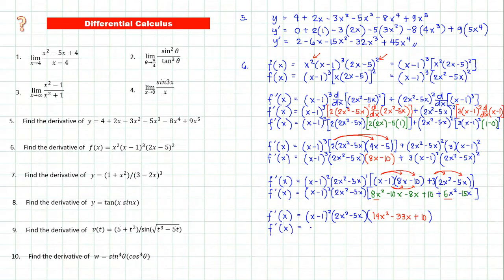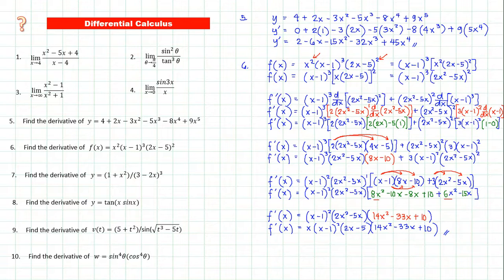f prime of x is equal to x. Factor out ko yung x dyan. X minus 1 quantity squared, times 2x minus 5 times 14x squared minus 33x plus 10. Yan yung ating final answer for this particular question.